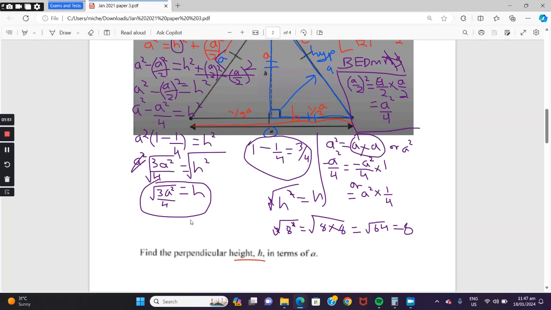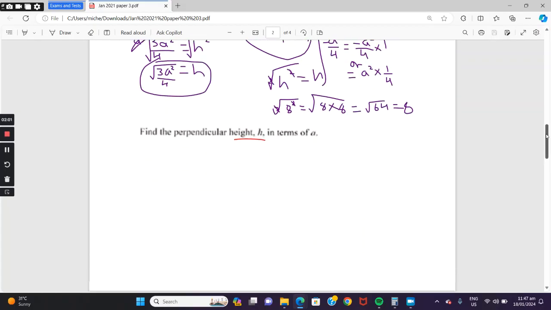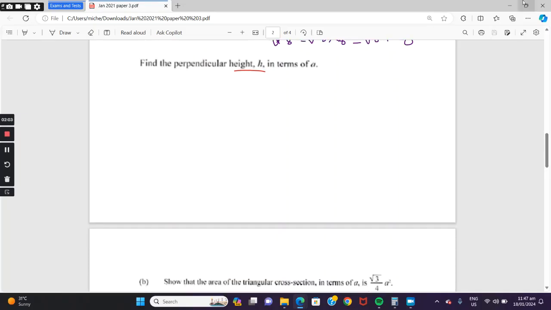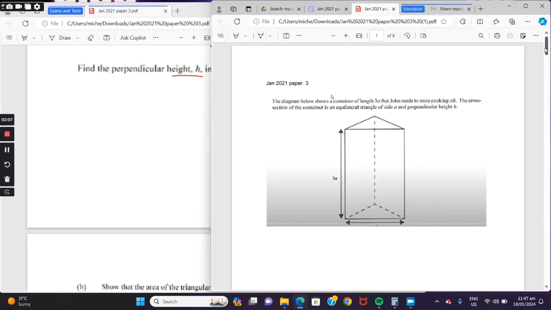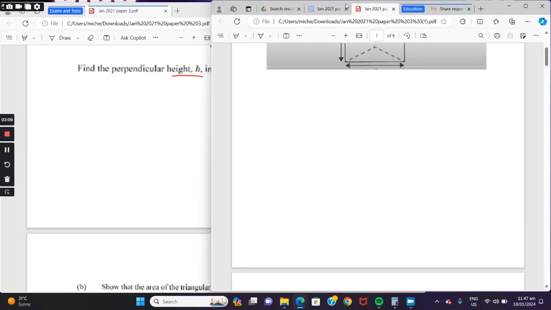All right, so the final answer will have been that the height is equal to the square root of 3/4 a squared. And of course, if you have any questions, let me know. So I will be moving on. I'll be using this other version of the document instead.